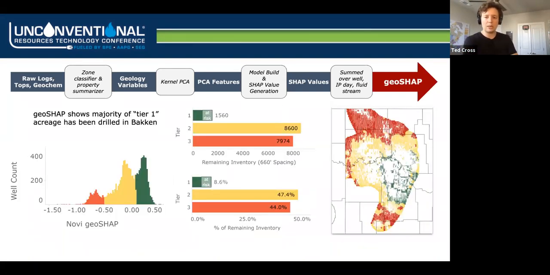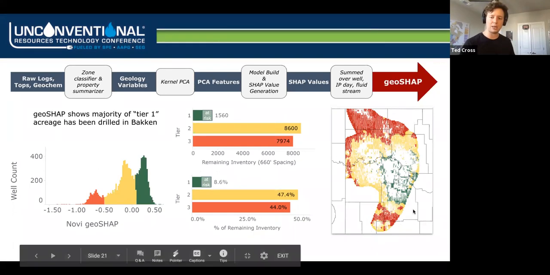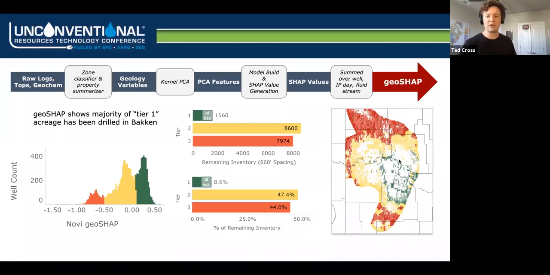So we also used it... GeoSHAP is very useful for basin-style studies. In this particular excerpt, I have a play map of the Bakken on the right, and I've blanked out everywhere a well has been drilled, with a 600-foot buffer on either side. You can see there's a lot of stuff missing where there should be some green.